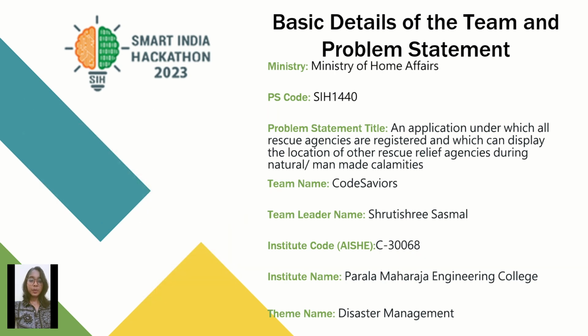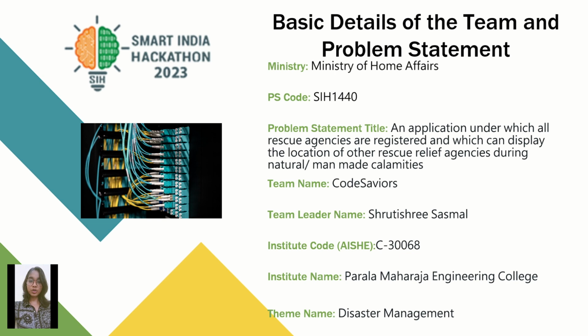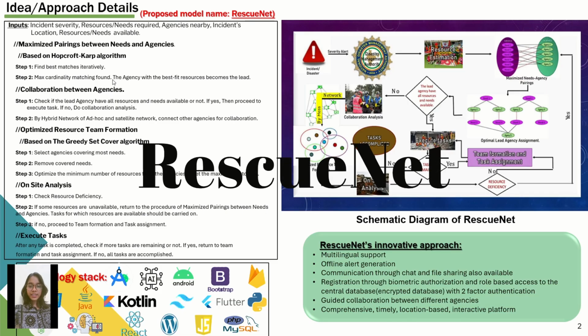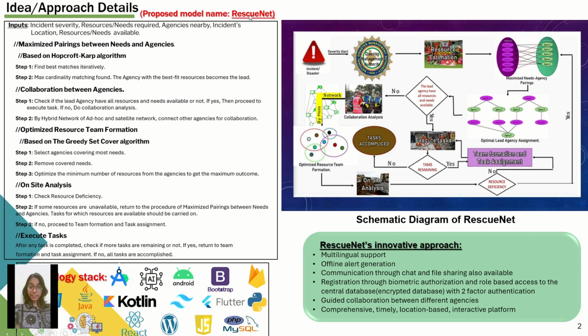In our idea, we provide these features along with communication even without internet or network. In dire situations, we use a mesh network to be able to send alerts and collaboration requests. Our proposed model name is RescueNet. To get a better understanding of how RescueNet works, let's dive into the schematic diagram of RescueNet.